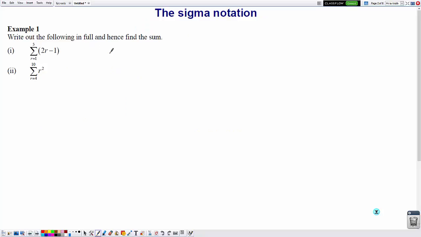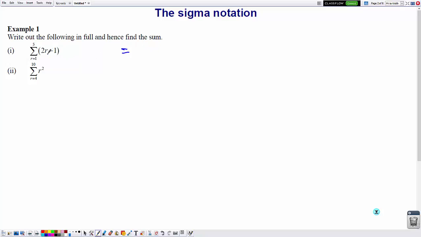We're going to work out sigma 2r minus 1, and r goes from 1 to 5. We want to work this out in full. Now, if this is completely alien to you, and you have no idea what I'm doing, have a look at what I'm doing right now. If you still don't get it, go look at your C2 book, go ask your C2 teacher. I'm not going to go into too much detail right now.